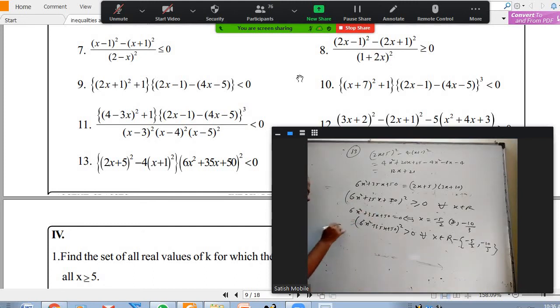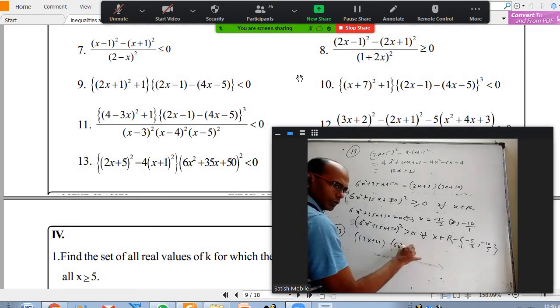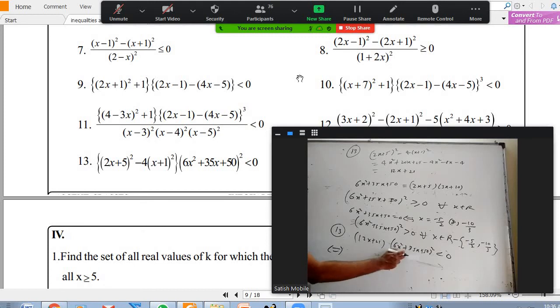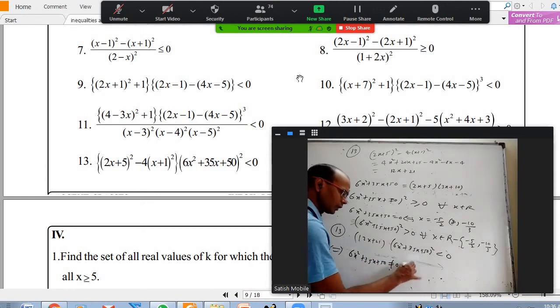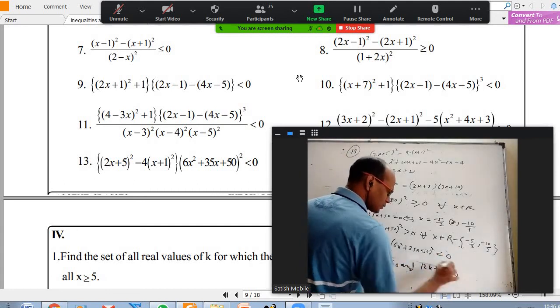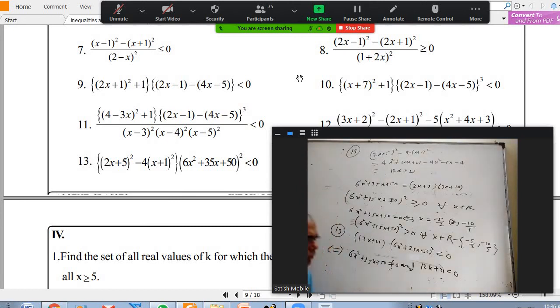Now coming to the present question, it is 12x plus 21 into 6x square plus 35x plus 50 whole square less than 0. If this is 0, the product cannot be less than 0, so it should not be 0. So I have to write now 6x square plus 35x plus 50 should not be 0. And if it is not 0, then it is positive, so I can send that side and I'll get 12x plus 21 less than 0. I know it is mostly positive, so I can send it. But if it is 0, I have to avoid that. That's why I have to write this step.